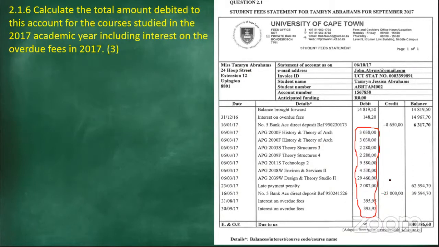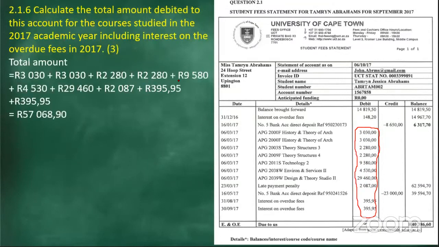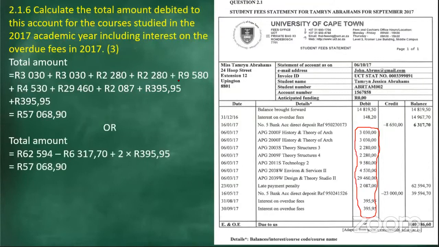So the easiest way to answer this question is to just add all of these values here, because those are the amounts in the debit column for the year 2017. Those are the values. Another way you can do this, however, is, where's the 62,594? That's the one here. Another way is to take that 62,594 minus 6,317 rand 70 cents. Why? Why these two? All other debits occurred in between these two, right?